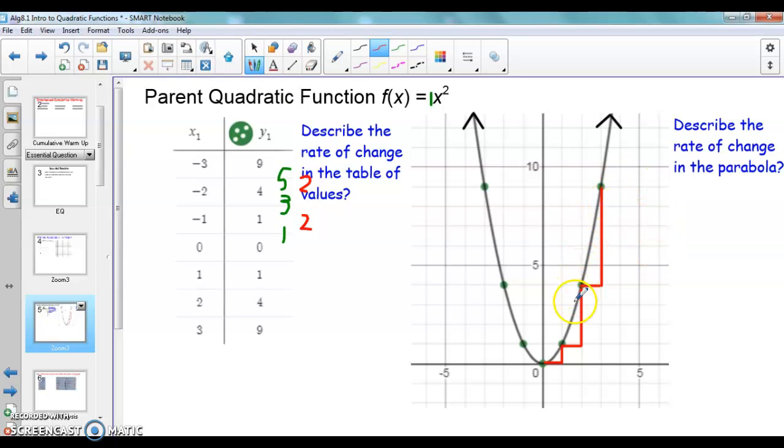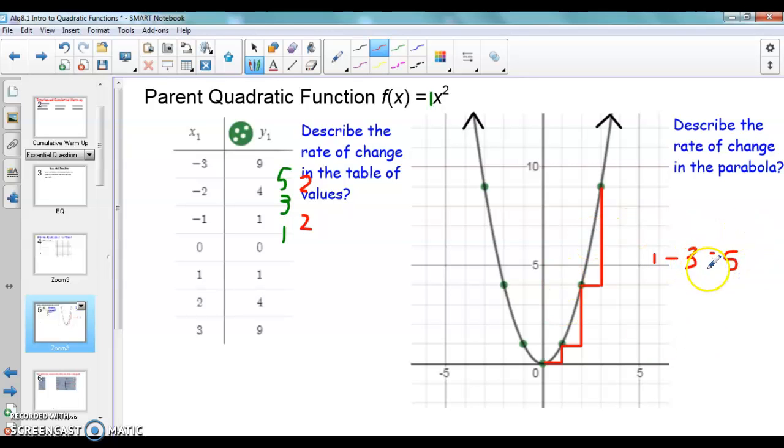Now let's look at the graph. You may think of this as the slope from one point to another. Let's say up 1, right 1, so the slope there is 1. Up 3 over 1, the slope is 3. And then up 5 over 1, the slope or rate of change is 5. So in the parent function where a is equal to 1, we saw a pattern, 1, 3, 5.